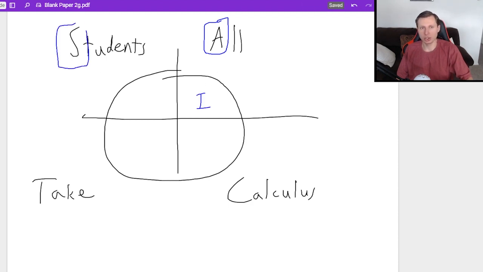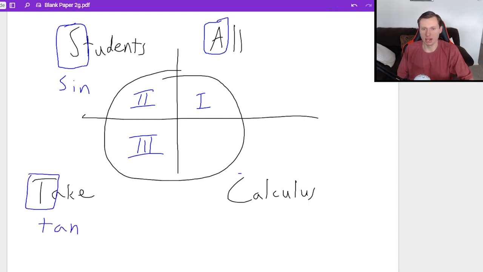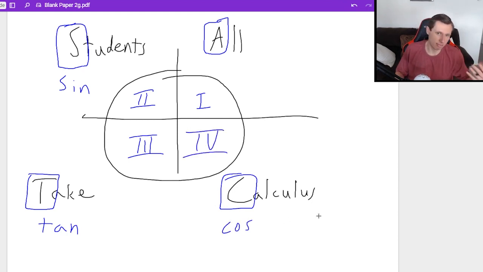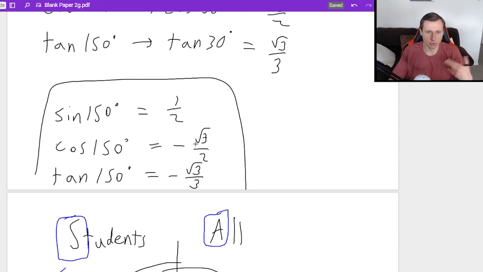In quadrant 2, only the sine is positive, everything else is negative. In quadrant 3, the tangent is positive, everything else is negative. And then quadrant 4, only the cosine is positive, everything else is negative. So that acronym, all students take calculus, is meant to remind you what's positive in each region. And remember that 150 degrees was this right here. That was quadrant 2. That's why only the sine was positive.